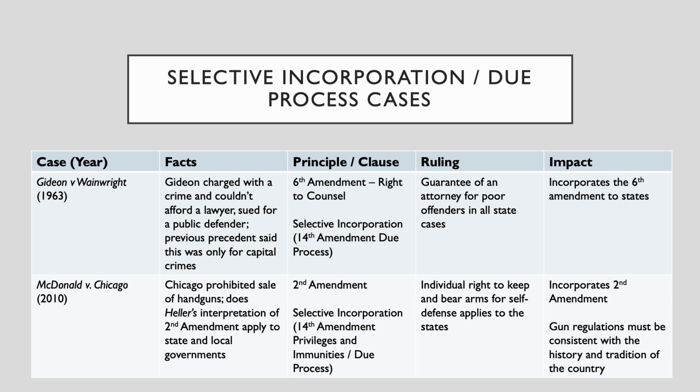You had a personal right to own a firearm, and so the court then applied the logic of Heller, that there's an individual right to keep and bear arms for self-defense, to state and local laws, so that states and locals couldn't just have a blanket handgun ban.